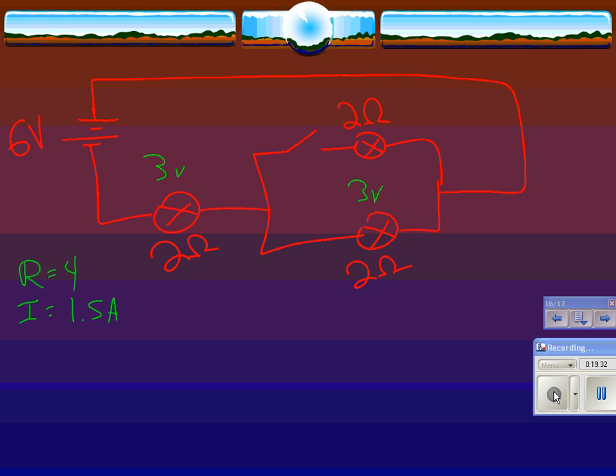Life's good. Let's figure out how much power they are consuming. How much power by this bulb? 4.5, right? 4.5 watts. And this one is also 4.5 watts. Okay? They were equal brightness, right?